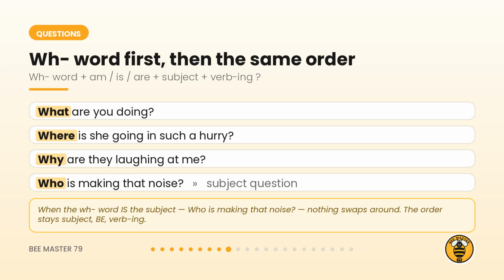WH questions work the same way. Put the question word first, then the be verb, then the subject, then the ing form. What are you doing? Where is she going in such a hurry? Why are they laughing at me? There is one neat exception. When the question word is itself the subject, nothing swaps around at all. Who is making that noise? Who is the subject there, so the order simply stays as it was.